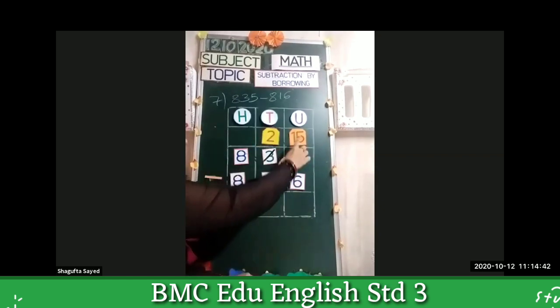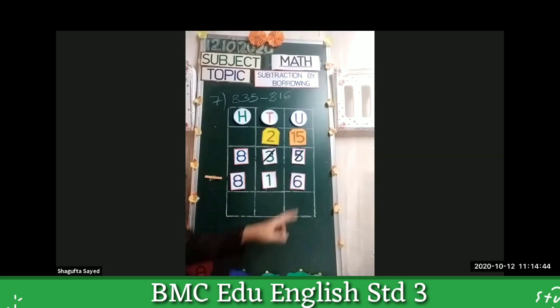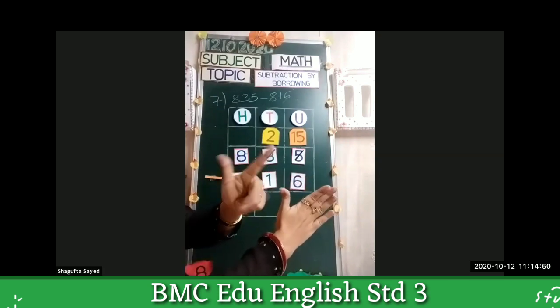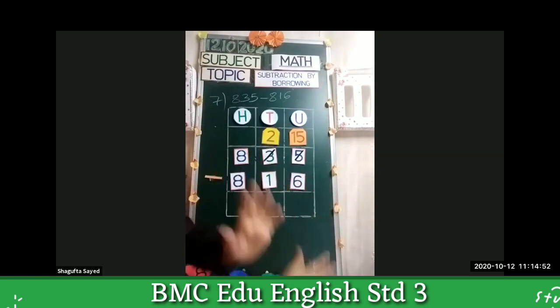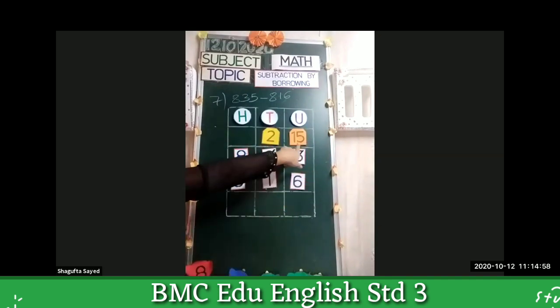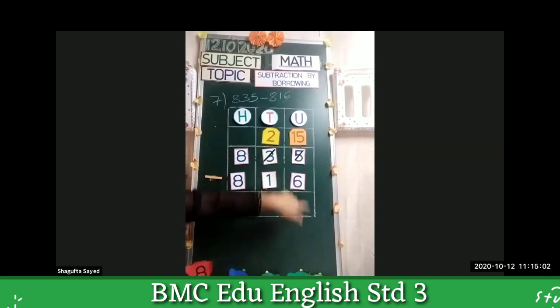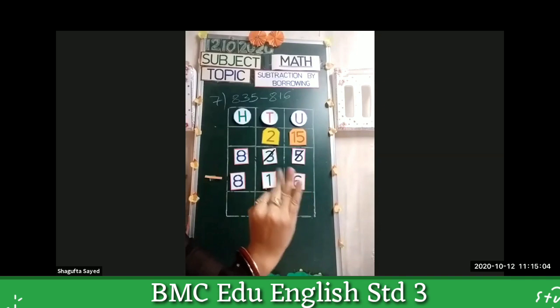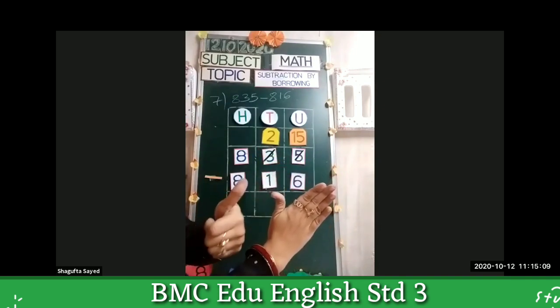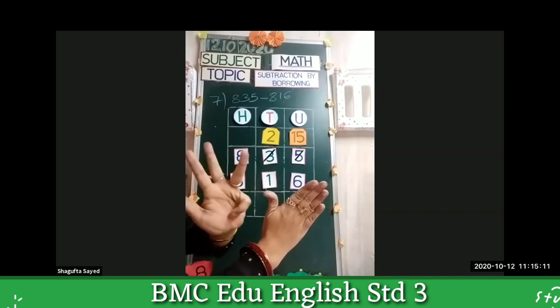So out of 15 we can minus 6. What comes after 6? 7, 8, 9, 10, 11, 12, 13, 14, 15, 16. We have to count till 16? No, very good. We have to count till 15 only. Again, start counting after 6. 7, 8, 9, 10, 11, 12, 13, 14, 15.